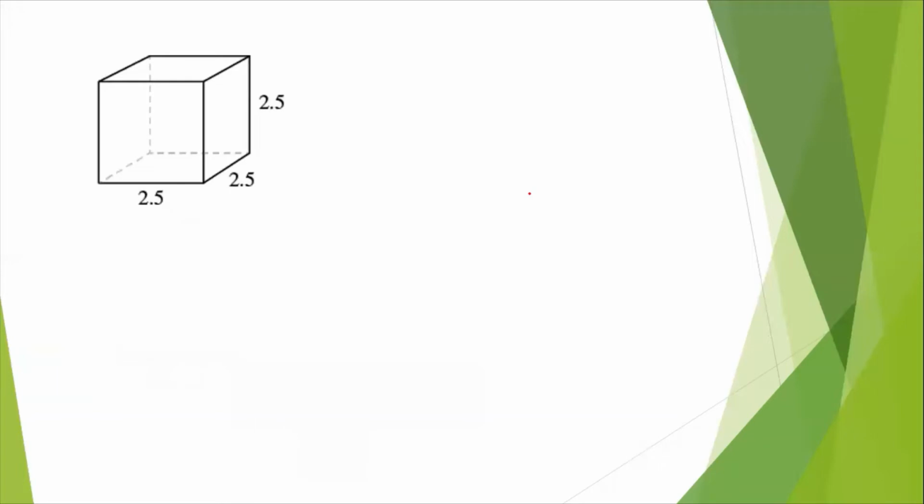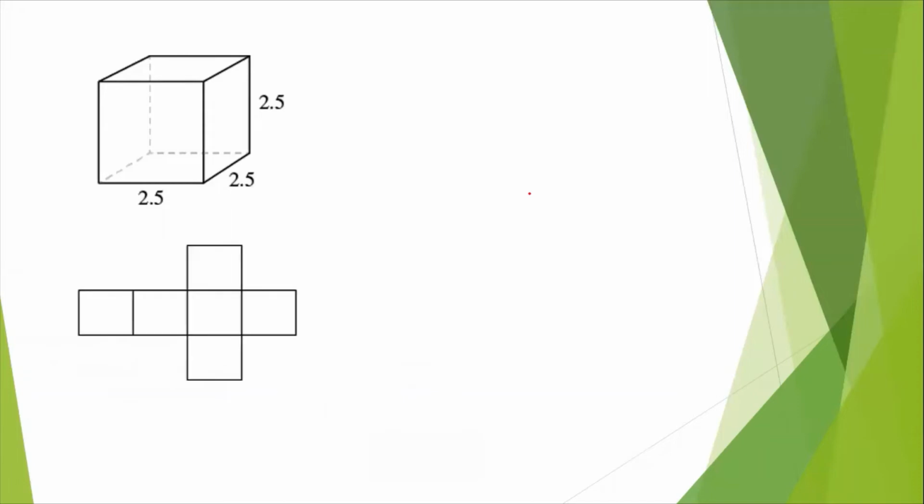Now let's try to have another example. How about this one? This cube has a measurement of 2.5 on each of its sides. This is its net. We can use this one. We can find the surface area by adding all of its areas.